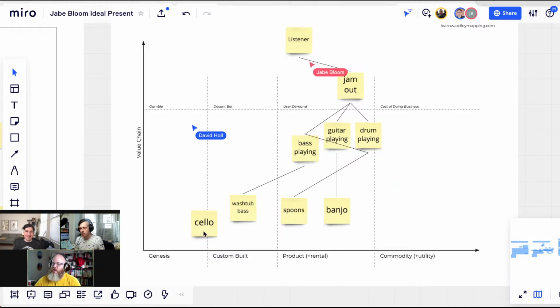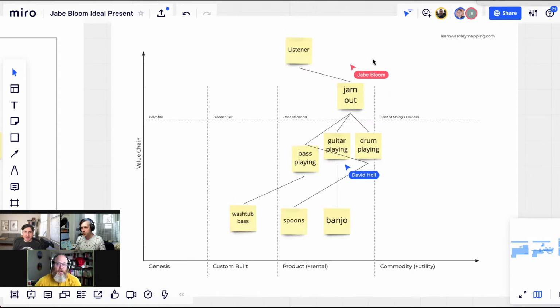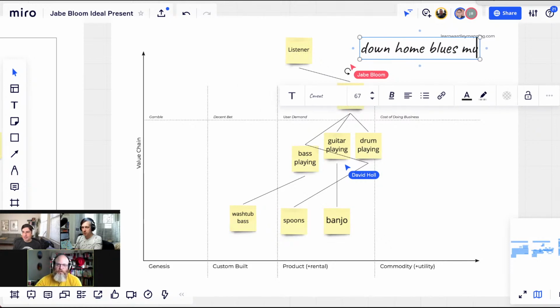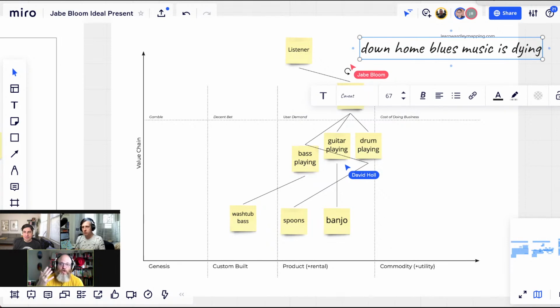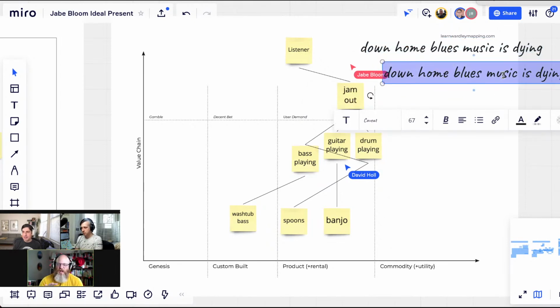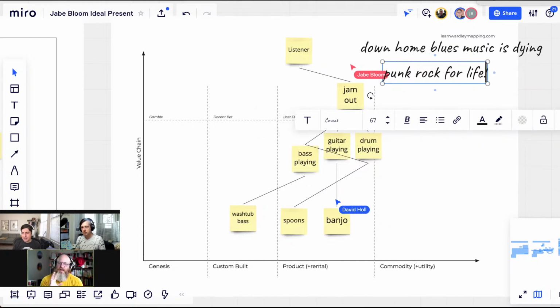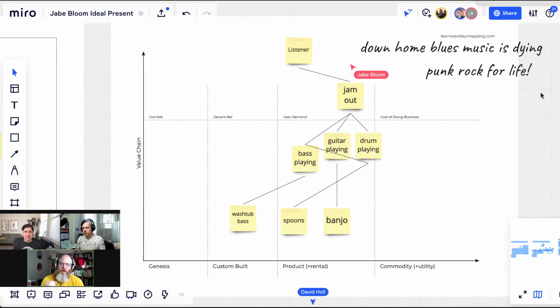Sure. I would imagine your current state is what you have right here, except for the cello. You say, this is what we have. And then you project out and you say, listen, down home blues music is dying. I can't sell enough records for that anymore. I want to move from down home blues to rock and roll. I want to do punk rock, let's say. Maybe rockabilly would be okay, but let's go straight to punk rock. It's three chords, it's easy to do. I've got a threesome already: a drummer, guitar, and a bassist. So, punk. I don't know why I picked punk because we have a cello over here, but anyway, don't overthink it.